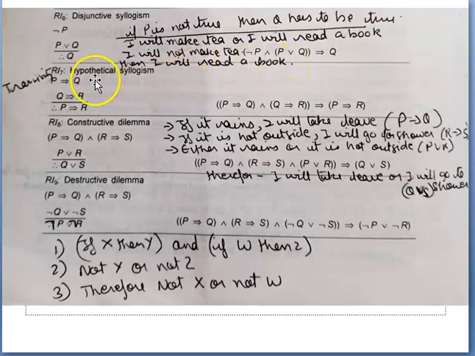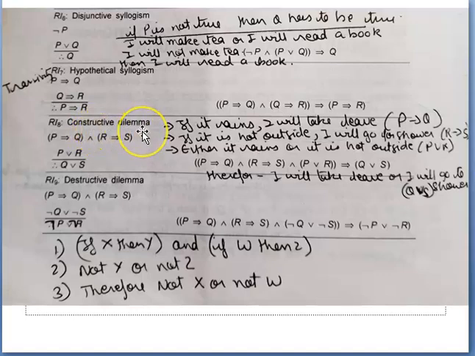Then we have hypothetical syllogism. Hypothetical syllogism says if P implies Q is true and Q implies R is true, then we can infer that P implies R is also true.